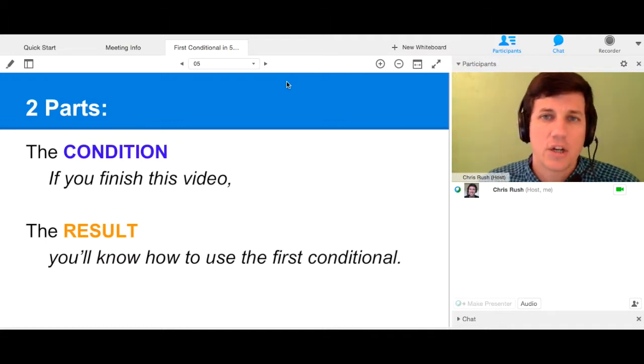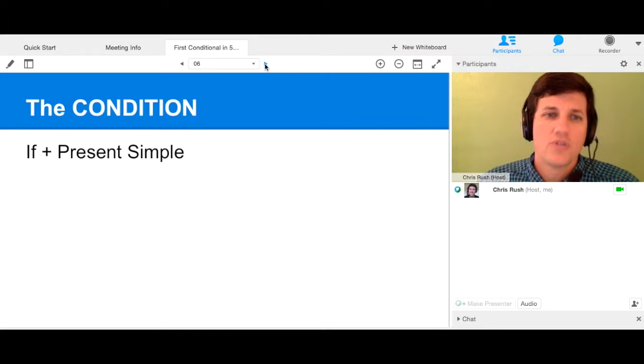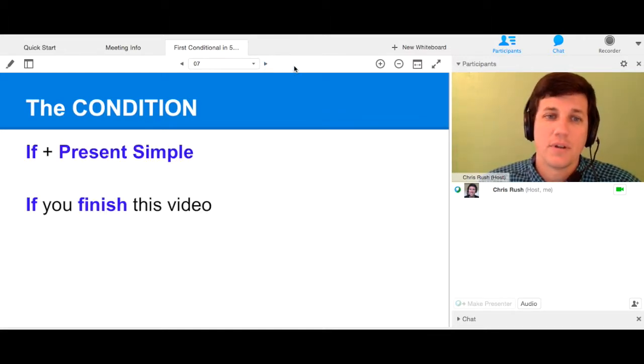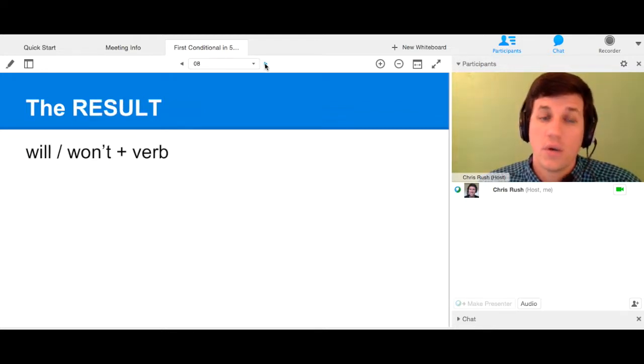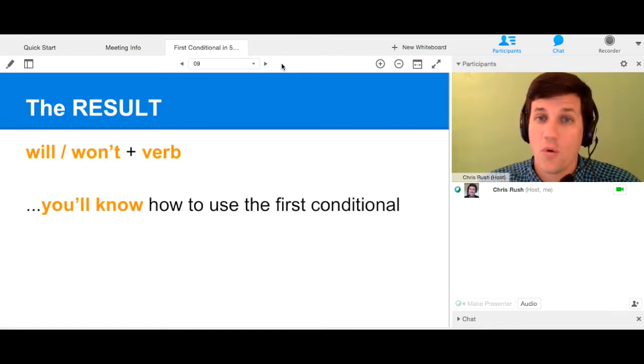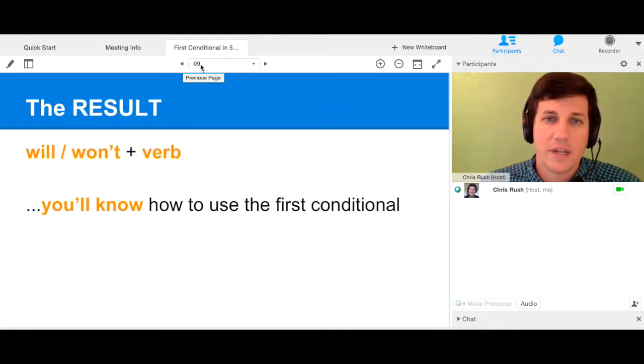And now let's take a closer look at the form. So for the condition, we have if plus present simple. If you finish this video. Here we'll see the blue to always be able to refer to the condition easily. And then we have the result, will or won't plus verb, and in our example, you'll know how to use the first conditional.